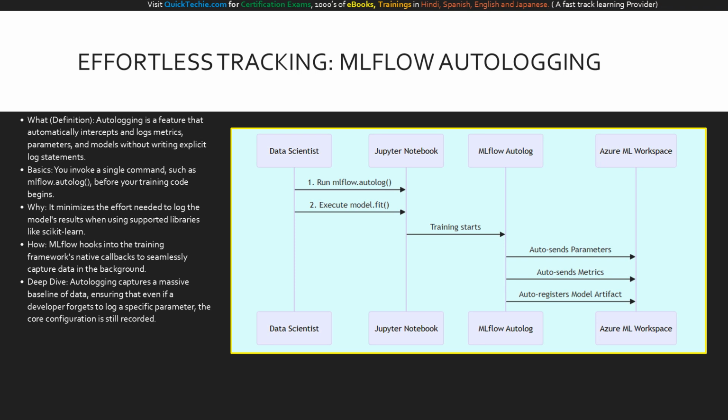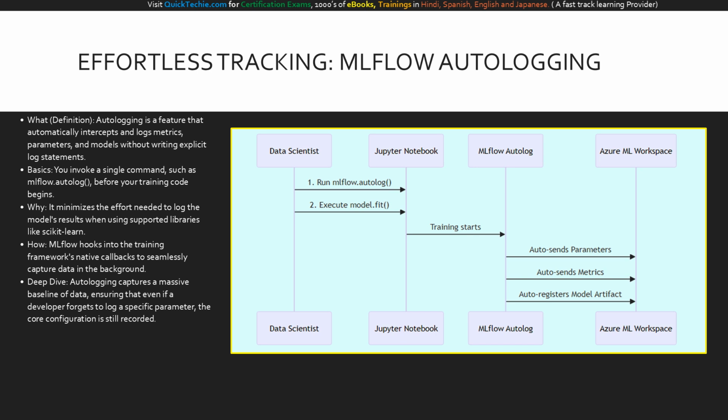Writing code to manually log every single parameter and metric can be tedious. Thankfully, MLflow provides a powerful feature called autologging. Autologging allows you to minimize the effort needed to log the model's results, especially when you are using popular frameworks like the scikit-learn library. By placing a single line of code, mlflow.autolog, at the top of your notebook, MLflow automatically hooks into the training framework.